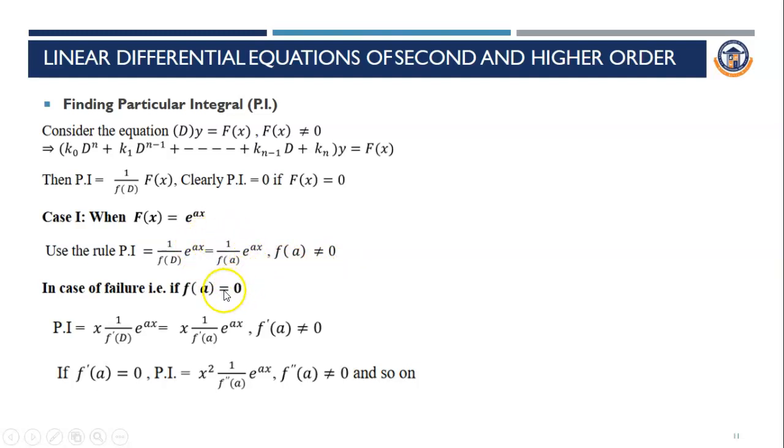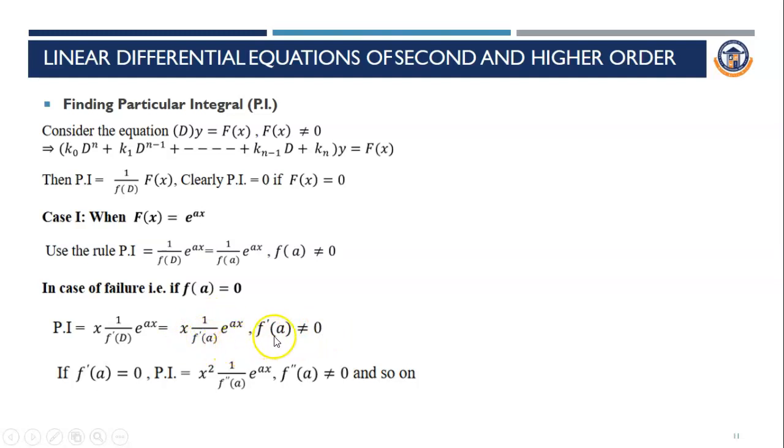Next one, suppose f of a is equal to 0. So we can multiply x in the numerator, and in the denominator, f of D differentiate with respect to D one time. So that is x into 1 divided by f dash of D into e power ax, that is equal to x into 1 divided by f dash of a into e power ax. So in this case, f dash of a is not equal to 0 means this is the particular integral.